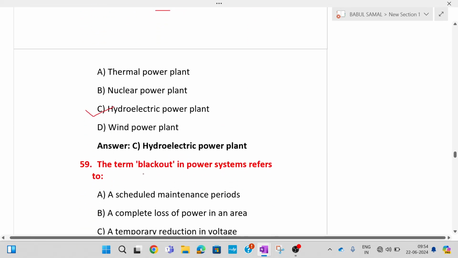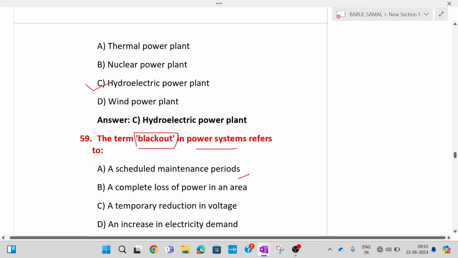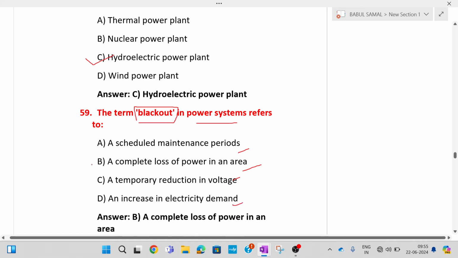Next question, the term blackout in power system refers to what? Options: a scheduled maintenance period, a complete loss of power in an area, a temporary reduction in voltage, an increase in electricity demand. So remember, complete loss of power in an area. The area where power is completely lost is called a blackout. The term blackout in a power system means a complete loss of power in an area.